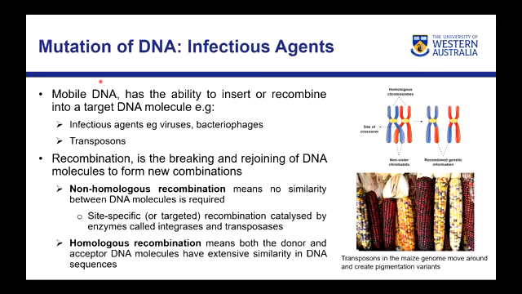This is also known as mobile DNA, and it has the ability to insert or recombine into a target DNA molecule. Examples are infectious agents, for example, viruses and bacteriophages. The example that I gave you was HIV. HIV is an RNA virus, and the virus also encodes the reverse transcriptase enzyme, which converts RNA to DNA, and that DNA is then integrated into our genomes, causing a permanent inheritable change to the DNA.